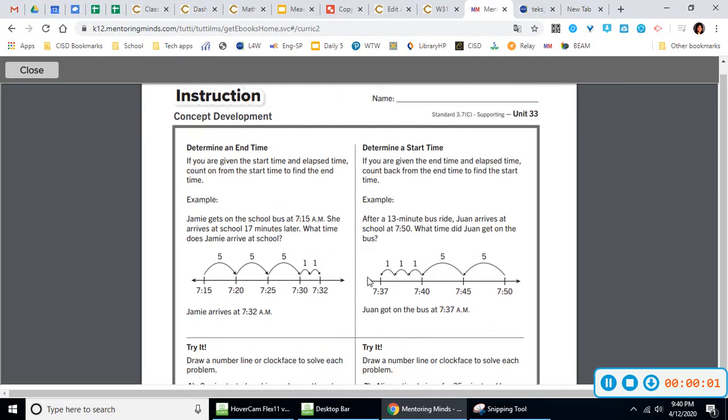Hey guys, so it's been a while since I've done this, so I'm going to try to do a lesson for the practice off my computer.